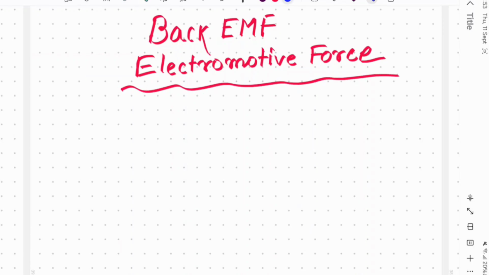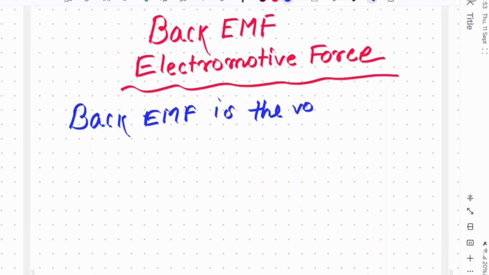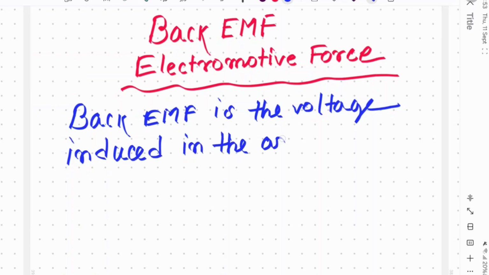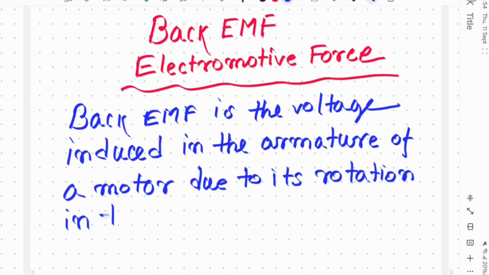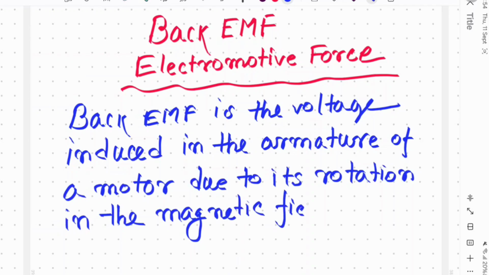Back EMF is the voltage induced in the armature of a motor due to its rotation in the magnetic field.